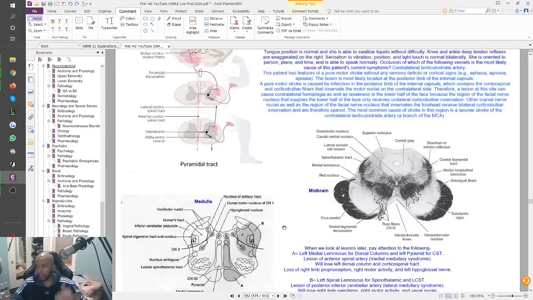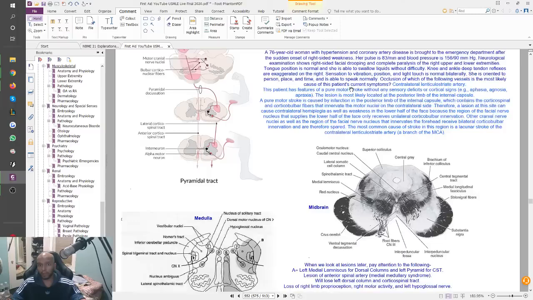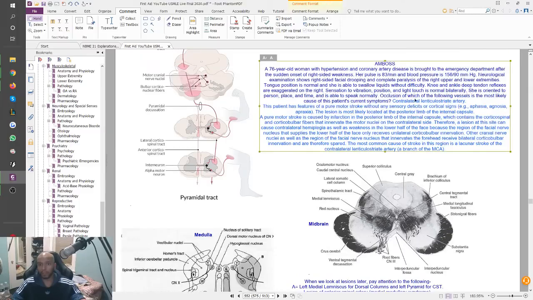Usually when you have internal capsule strokes in a patient, they're going to present with simply nothing else but motor deficit. Sensory stuff is going to be just fine, but they're going to have motor deficit. That is a sign that someone had an internal capsule stroke, right? Pure motor stroke. I think this is one of those questions about that too, right? A pure motor stroke.